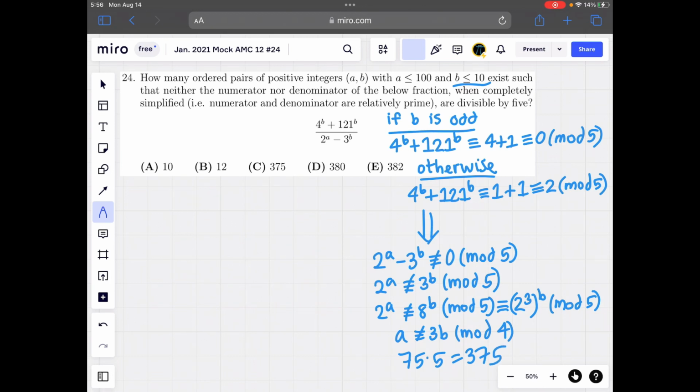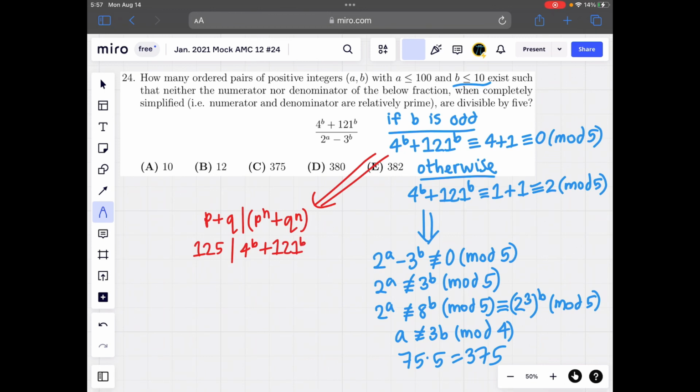So 75 times 5 is equal to 375. But we're not done. The other case we have here is if b is odd, in which case 4 to the b plus 121 to the b is a multiple of 5, but it's also a multiple of 125. And it's well known that p plus q divides p to the n plus q to the n for all positive integers p and q if n is odd. So in this case, 4 plus 121, which is 125. If b is odd, 125 would divide 4 to the b plus 121 to the b.